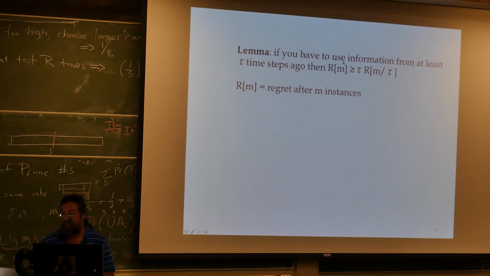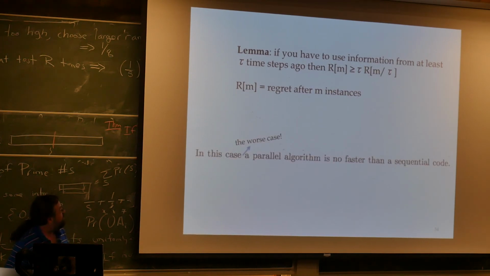So there's a lemma that says if you're constrained to look at information from at least tau time steps ago, all right, and then m is a lower bound on your regret after m instances, then the regret has to be at least tau times this quantity here, so m divided by tau, right? So what is that saying? Well, we could step it out, but it's very similar to the result for the perceptrons. In the worst case, the parallel algorithm isn't faster than the sequential one in this setting, okay?